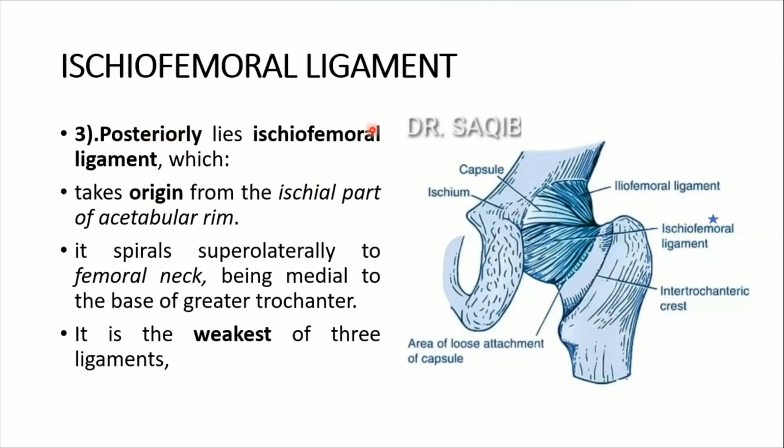So this is the last one, the ischiofemoral ligament, which is the weakest of the three ligaments, and it lies posteriorly, of course. It takes origin from the ischial part of the acetabular rim. You could see this is the ischiofemoral ligament. This is the ischial part of the acetabular rim. You could see this is the rim. It spirals supralaterally to the femoral neck, medial to the base of the greater trochanter. This is the greater trochanter, and it is medial to that.